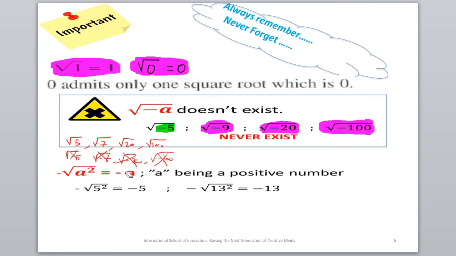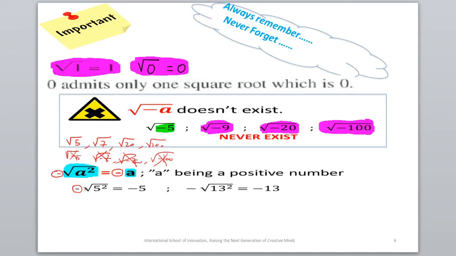Here we can talk about this. Minus radical a squared is equal to minus a. When the negative sign is outside the radical, it's okay and there is no problem. So no problem if we write minus radical 5 squared. Minus outside the radical, so it's okay. It doesn't affect anything. But radical minus 5 squared is not.